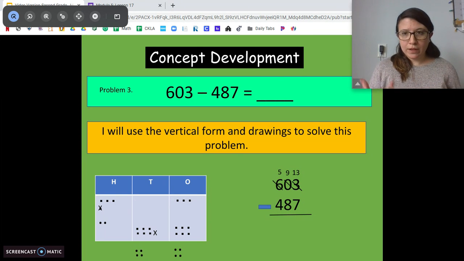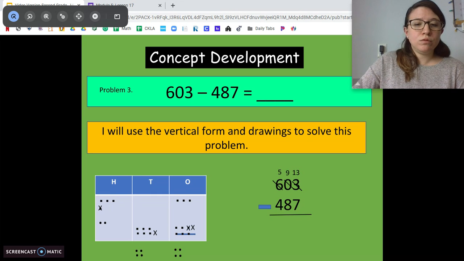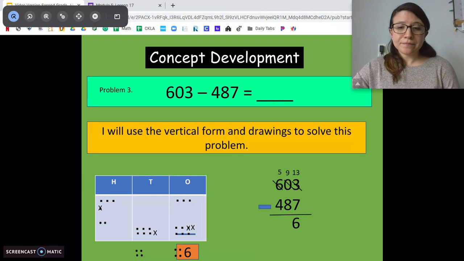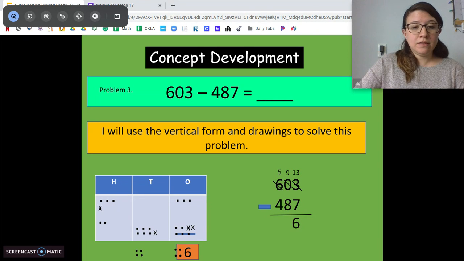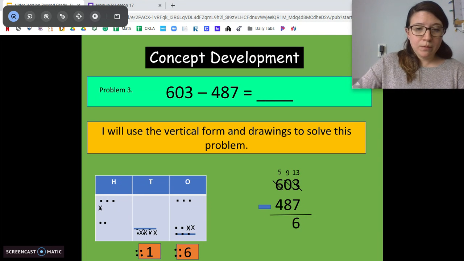13 minus 7. We're going to take away 7 1s. 1, 2, 3. We end up with 6. Now I have 9 10s. I need to take away 8 10s. There we go. We end up with 1.